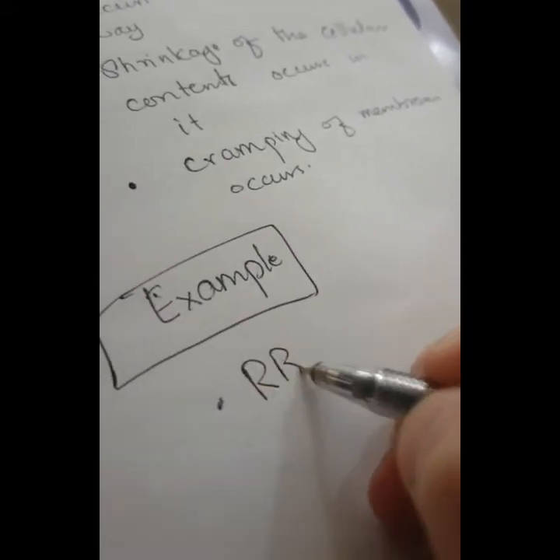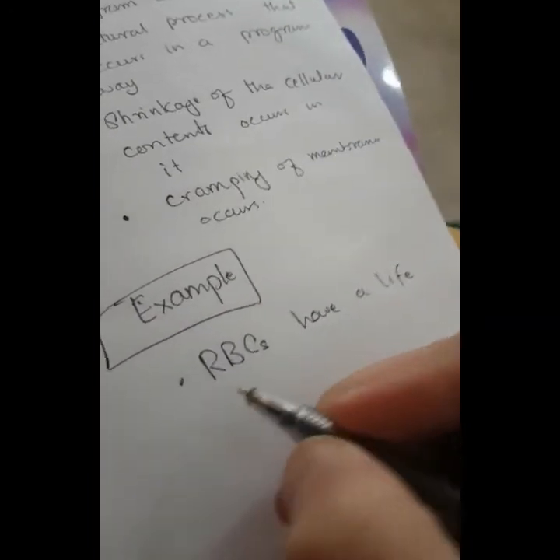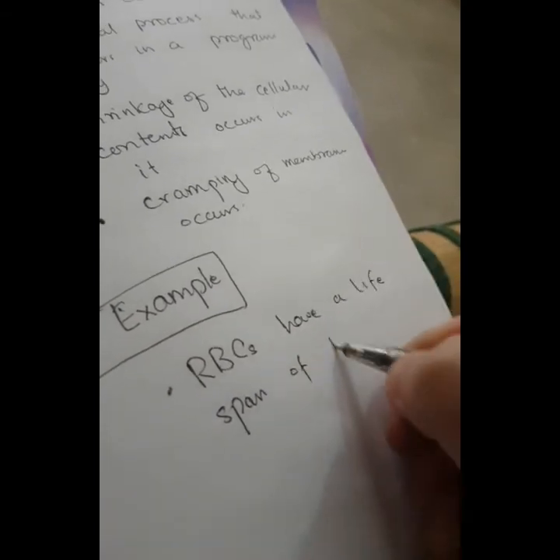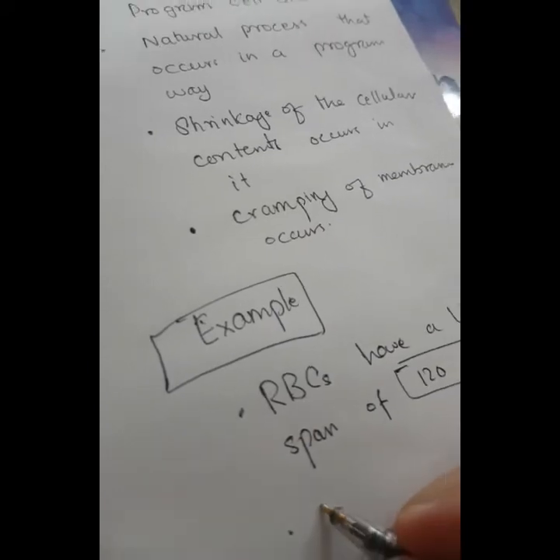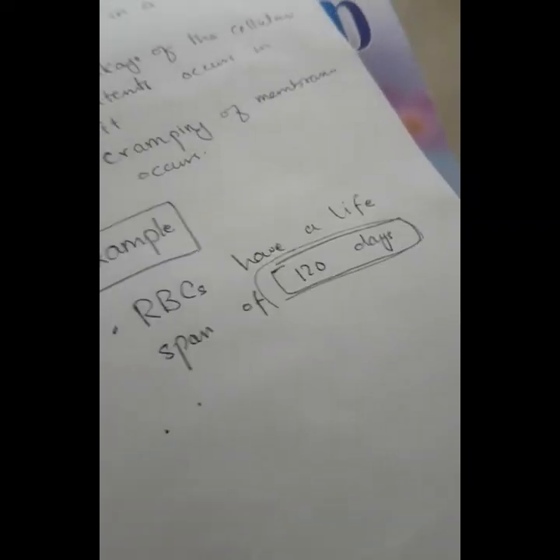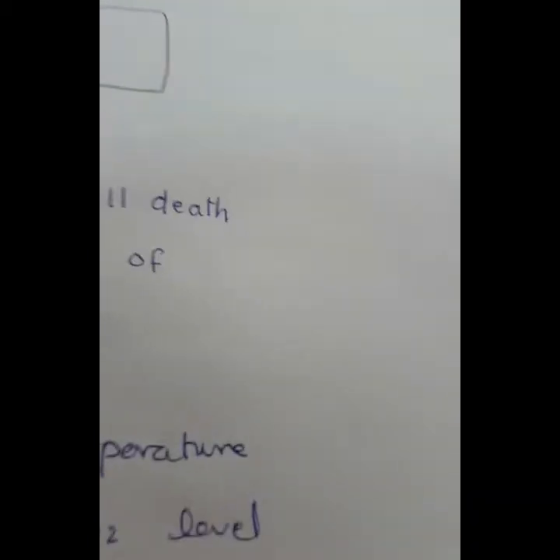And as an example, RBCs, red blood cells, have a lifespan of 120 days, right? And similarly, white blood cells have a different lifespan, around 4 weeks or so. So after 120 days, RBCs have to die, and new RBCs are forming. So it's necessary for the RBCs to die, and that comes under the apoptosis process. So that's apoptosis. Let's come and review cell death.